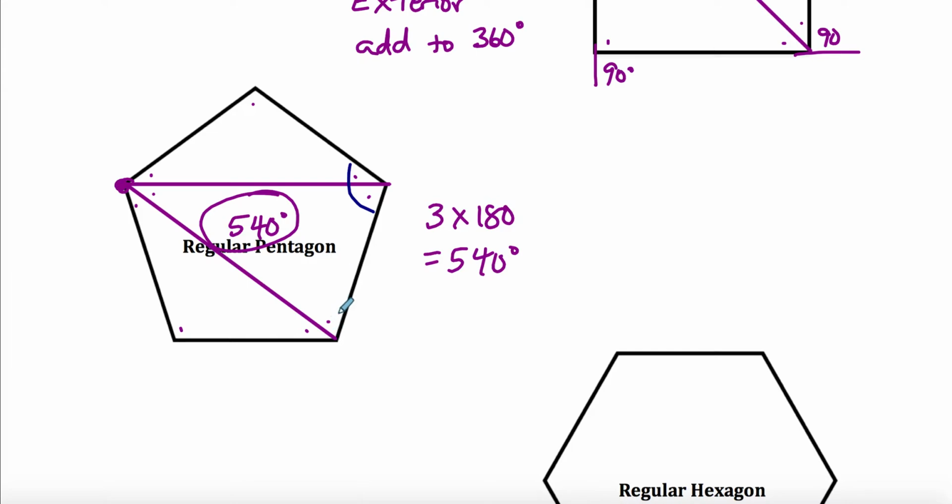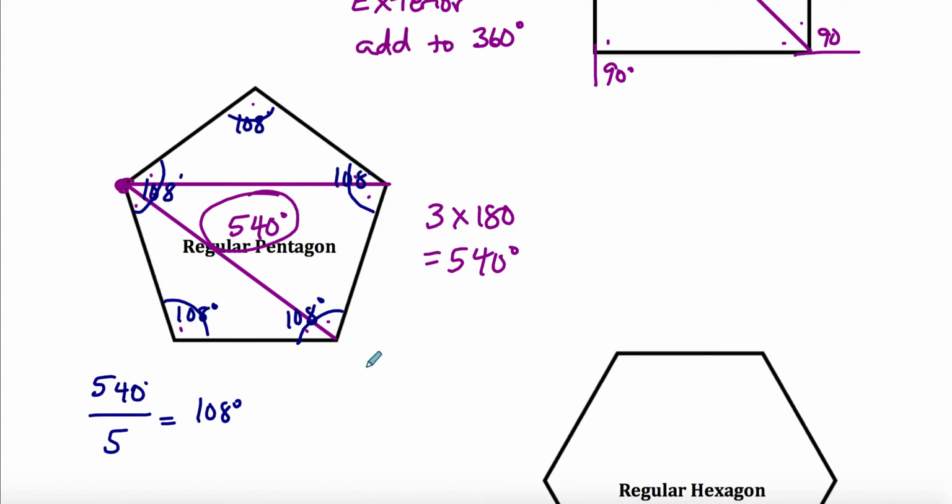What if I want to know how big each angle is inside a pentagon? So I know that they all add up to 540, but now when I look at this pentagon, I want to know the measure of the interior angles. So if I do 540 and I divide it by 5, because there's 5 angles in a pentagon, I get 108. So each one of these corners in a regular pentagon is 108 degrees.